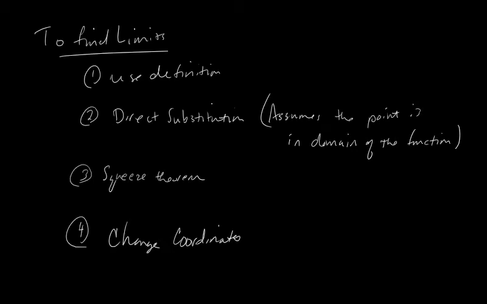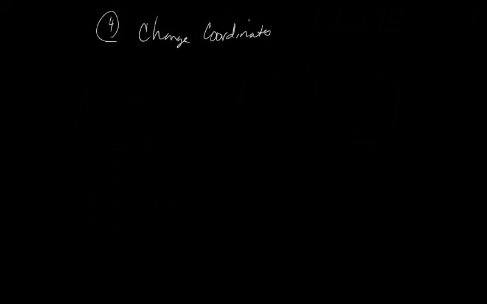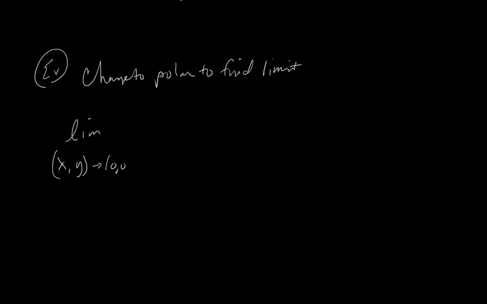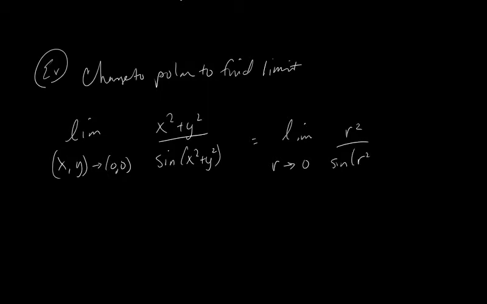Okay, so that's pretty interesting. Let me give you an example of that one. So let's take a look here. Example: change to polar coordinates to find the limit. Suppose I ask you to find the limit as (x, y) approaches (0, 0) of the function (x squared plus y squared) over sine of (x squared plus y squared). In polar, that would be the limit as r approaches 0 of r squared divided by sine of r squared.